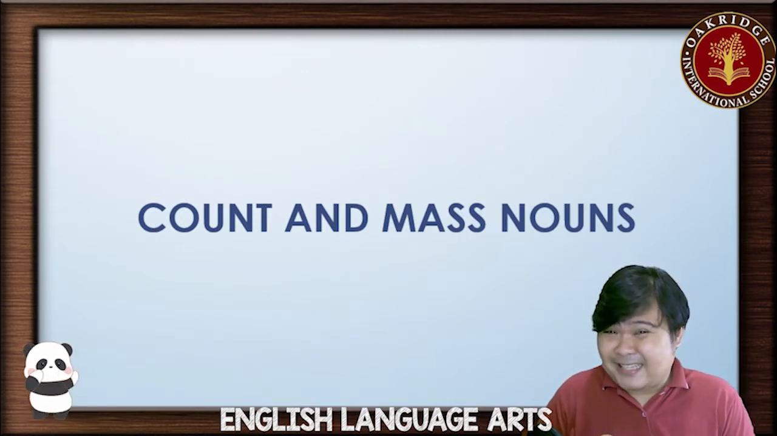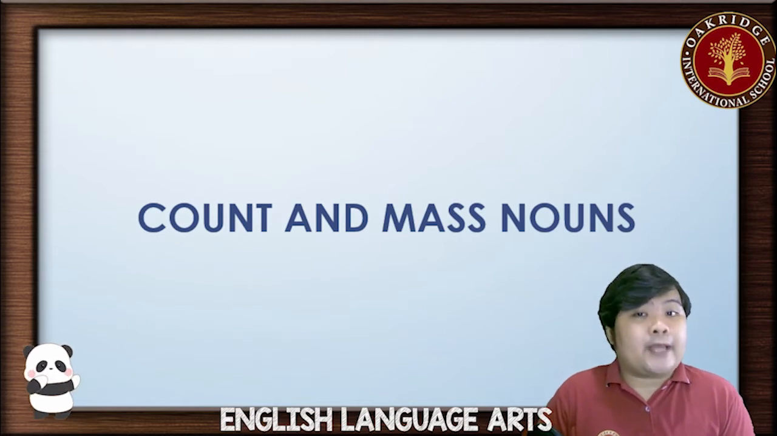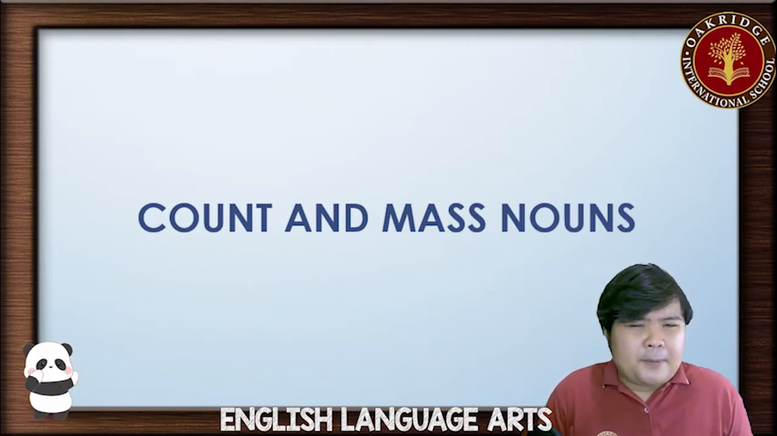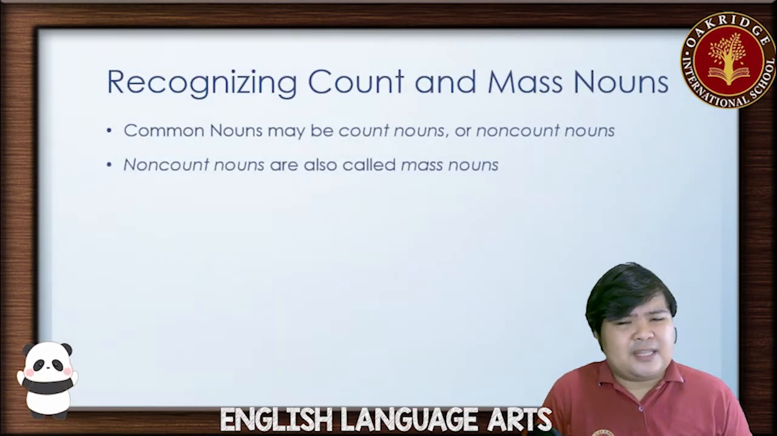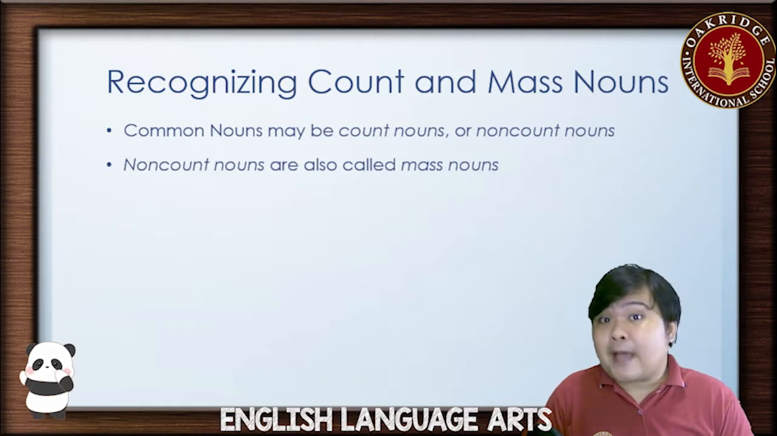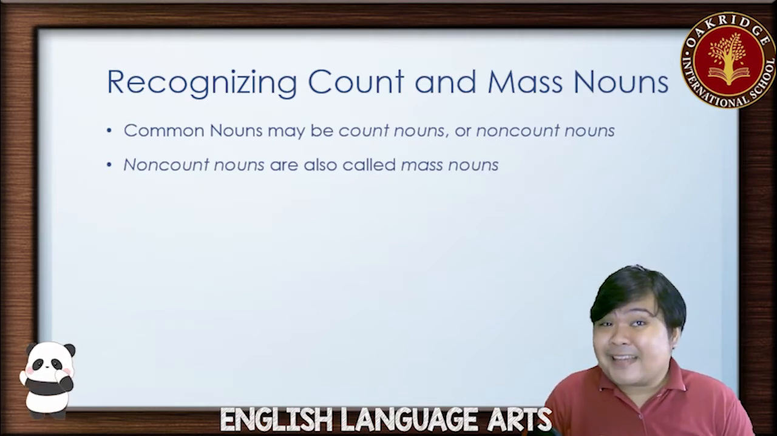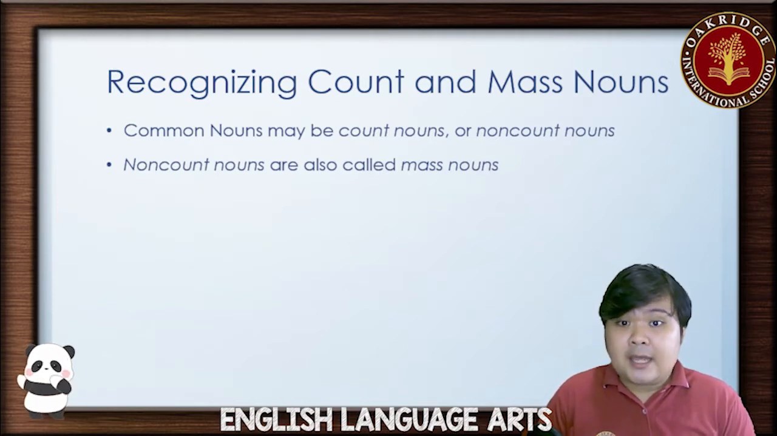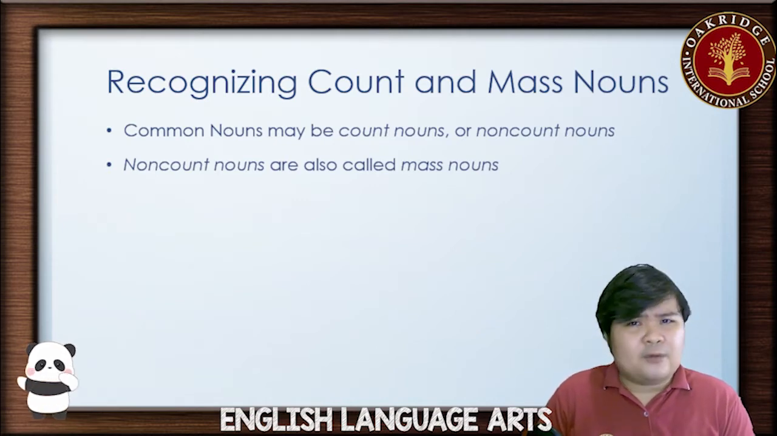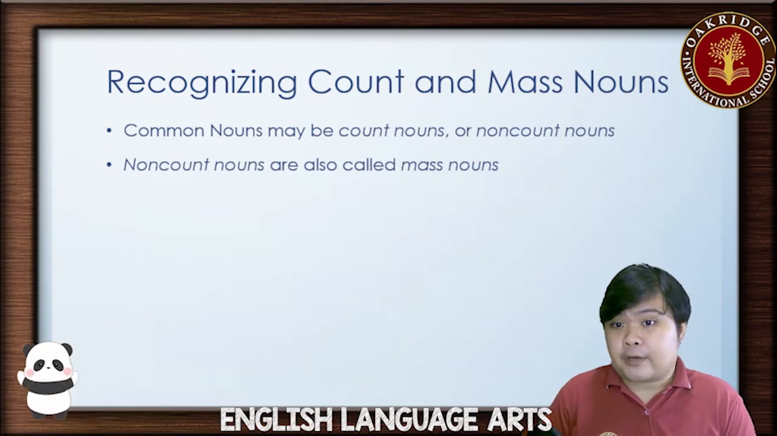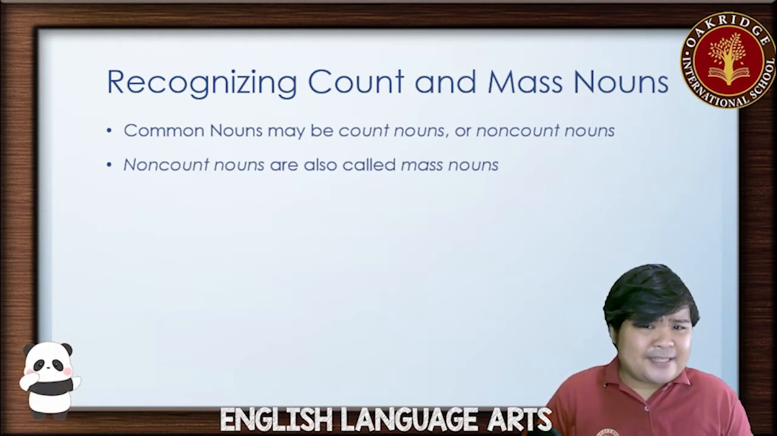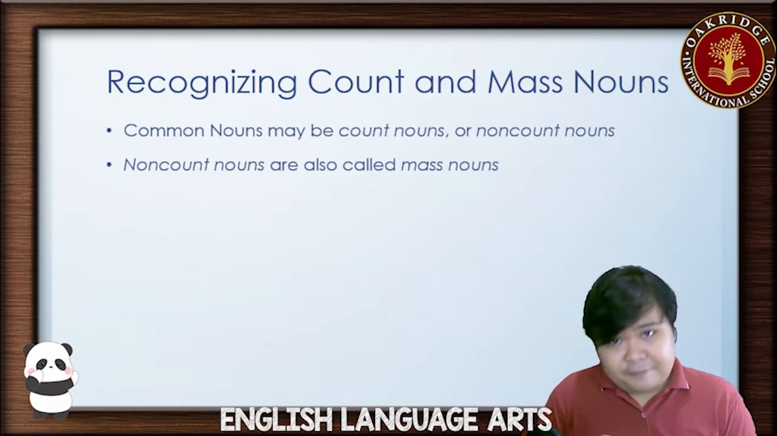Count and mass nouns. Now, a while ago, we were able to discuss two different kinds of nouns, common and proper. But what are count and mass nouns? Let's start with count nouns first, shall we? There are different kinds of common nouns. They could be either count or non-count nouns. Now, non-count, as in your book, right, would also be called mass nouns. What's the difference? Just based on the name itself.